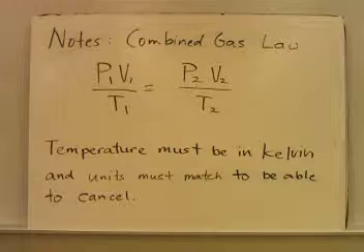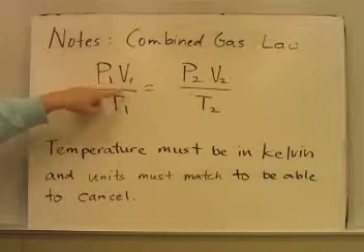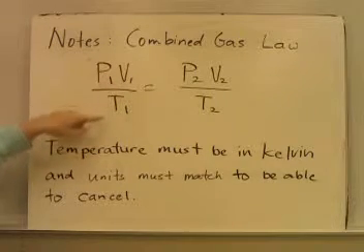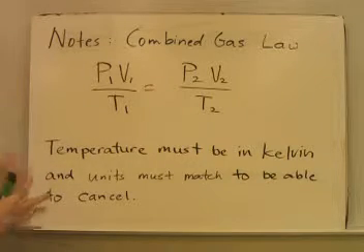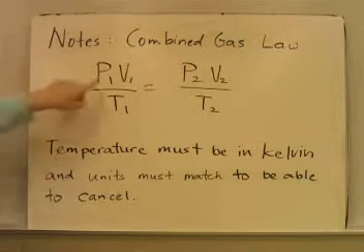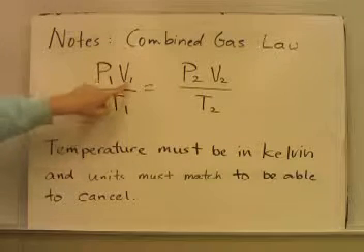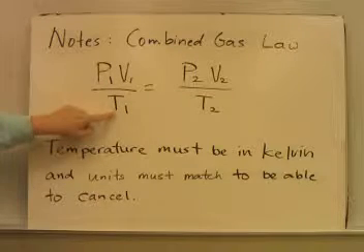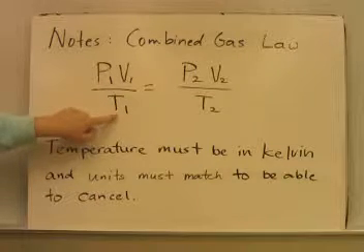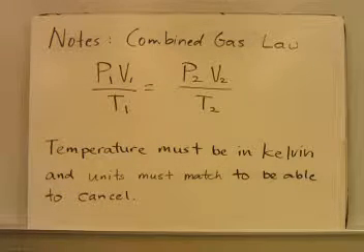These notes are on combined gas laws. So the combined gas law has pressure, volume, and temperature. These are the same formulas we've been using before, except they're all combined. Here's pressure and volume that we used the first day. Here's volume and temperature that we used the second day. And here's pressure and temperature that we used the third day. So we can put them all together into this new formula we call the combined gas law.